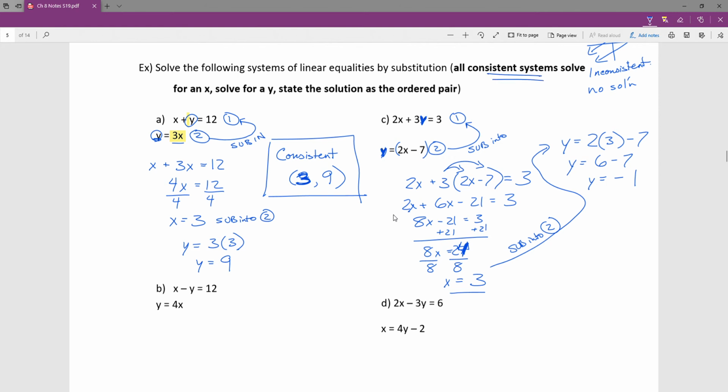So they're all consistent systems. I'm going to drop writing that. My ordered pair would be 3 and negative 1, because x is 3 and y is negative 1. And those two values would satisfy both of the equations in this system of linear equations. Okay, so there's 2 more to do down here.